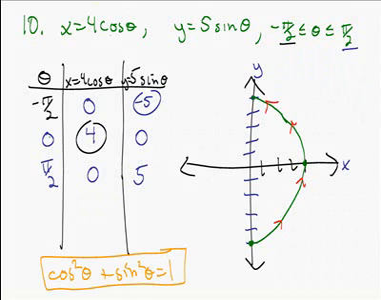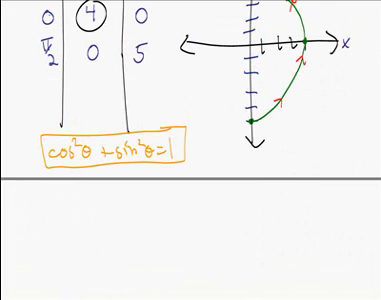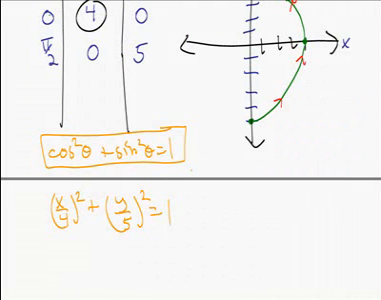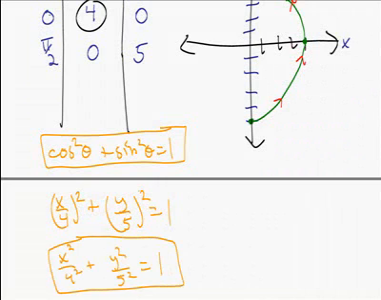So what I'm going to do is solve each of these for cosine and sine. What I get is that x over 4 is the cosine of theta, y over 5 is the sine of theta. And since x over 4 is the same as cosine, y over 5 is the same as sine, we can write that in place of cosine we had x over 4 squared, plus in place of sine we had y over 5 squared. All has to come out to be equal to 1. Now you recognize this, x squared over 4 squared plus y squared over 25 or 5 squared.